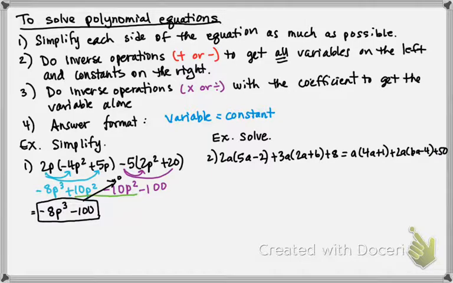We got a lot of multiplying to do. It's going to be very colorful, lots of rainbows. So 2a times 5a is going to give me 10a squared. 2a times negative 2 is going to give me negative 4a. Then I'm going to multiply by 3a. So 3a times 2a is going to give me a positive 6a squared. And 3a times 6 is going to give me a positive 18a. And then I'm just going to have a constant.